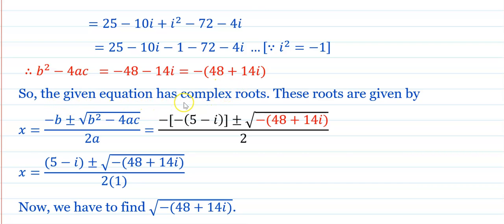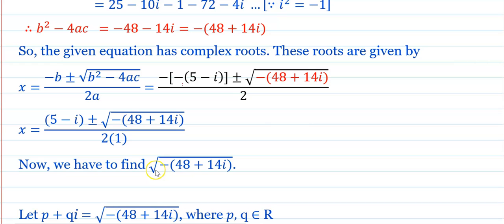So the given equation has complex roots. These roots are given by x is equals to minus b plus or minus root of b square minus 4ac upon 2a, minus (minus (5 minus i)) plus or minus root of minus 48 plus 14i. Okay. And again this minus and minus that will become plus. Therefore x is equals to किती मिळणार, (5 minus i) plus or minus root of (minus 48 plus 14i) upon 2. 2 into 1 then you will get 2. आता काय करणार त्या square root find out करणार.